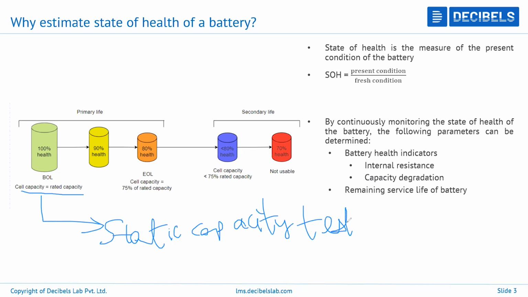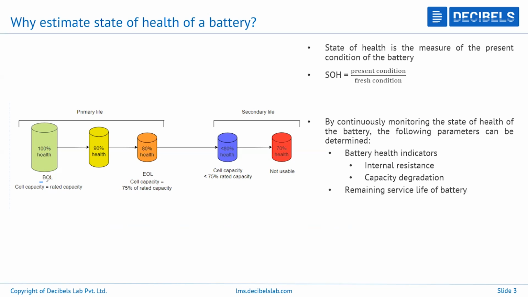So this static capacity test is a measurement test, which is done using a cell testing machine or a battery pack testing machine. Basically, after subjecting it to a standard discharge C rate and a standard charge C rate, the average capacity measured in both situations will be recorded as the beginning of life capacity. So BOL, you can see here, is the beginning of life.